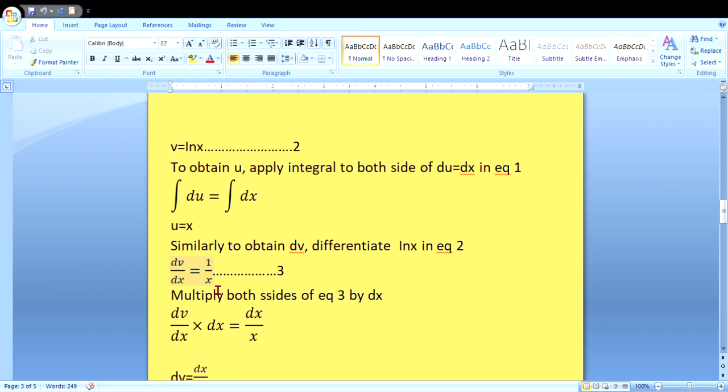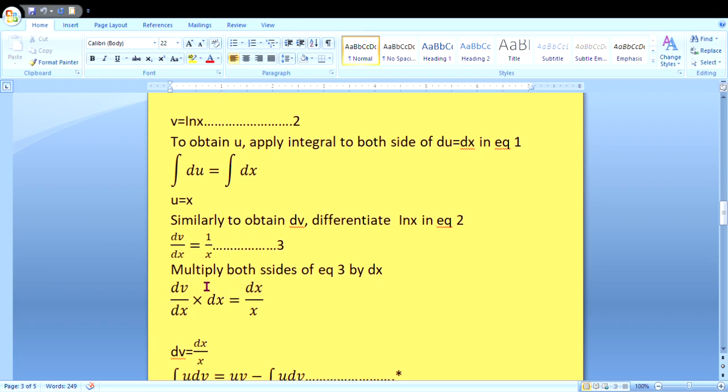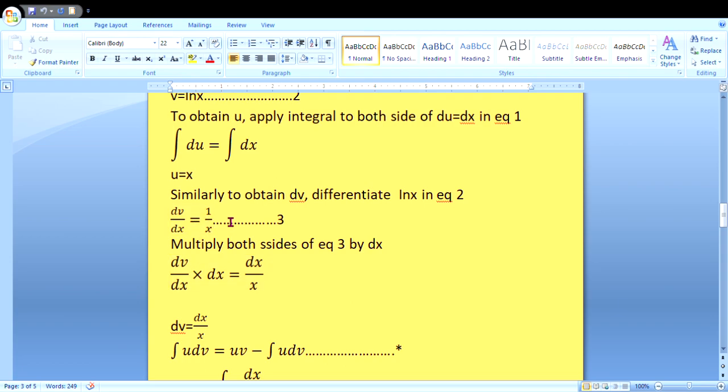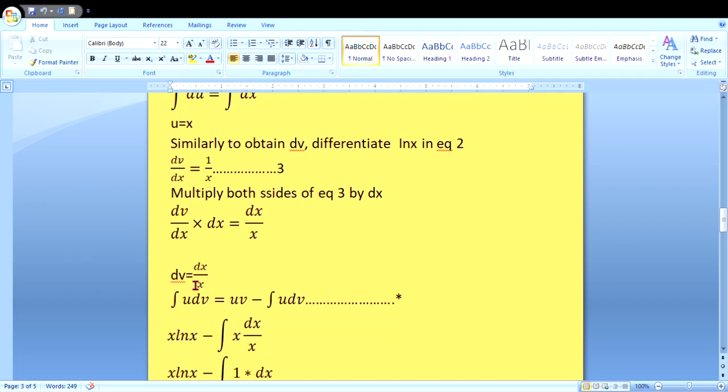Now similarly, to obtain du, we have to find the derivative of ln x in equation 2. So here du/dx is equal to 1 over x. It means here we know that the derivative of ln x is 1 over x. Now for us to obtain du alone, we multiply both sides by dx. So du/dx times dx is equal to dx all over x. This gives du is equal to dx over x.